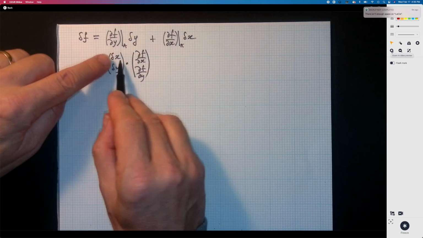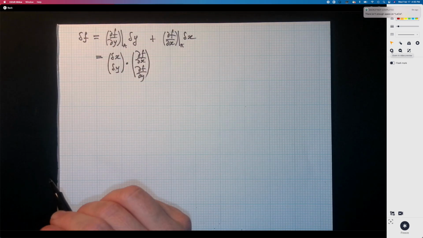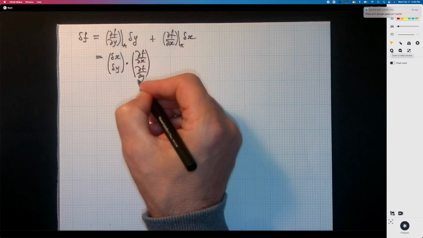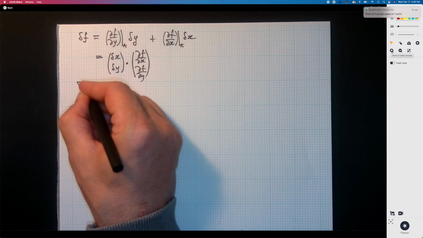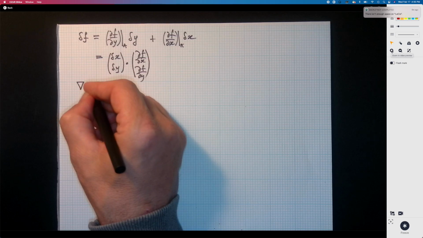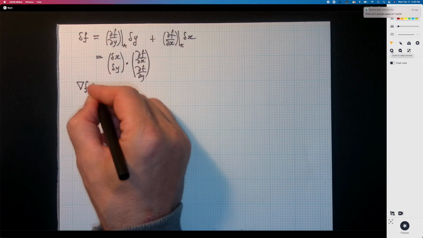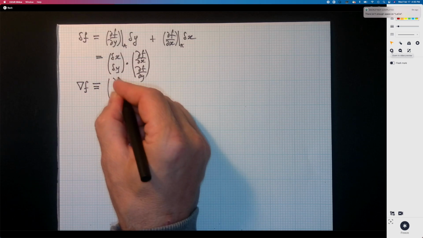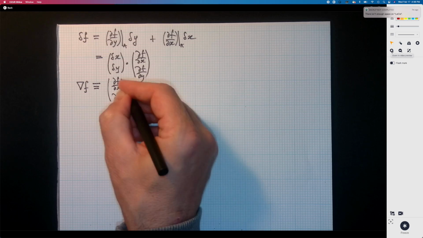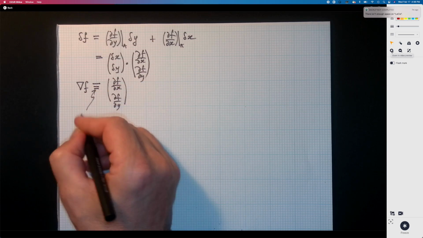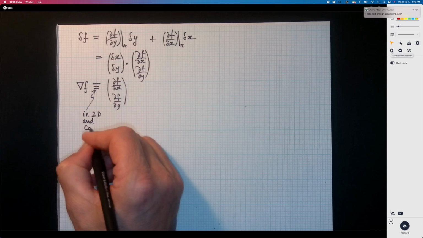If I do that, notice that I do the dot products, this times this plus this times that, which is what I have over here. And we give this vector, the vector of partial derivatives, a name. So we define grad f in 2 dimensions and in Cartesian coordinates. This is a definition in 2D and Cartesian.